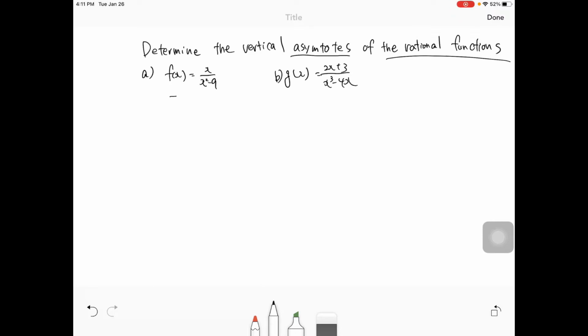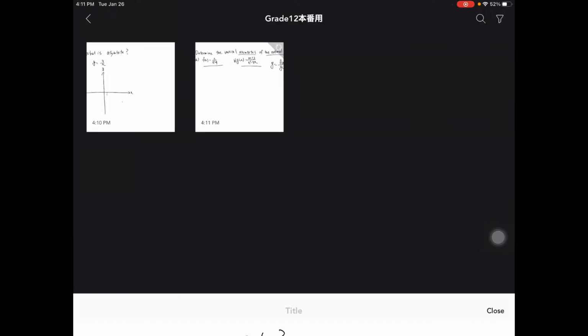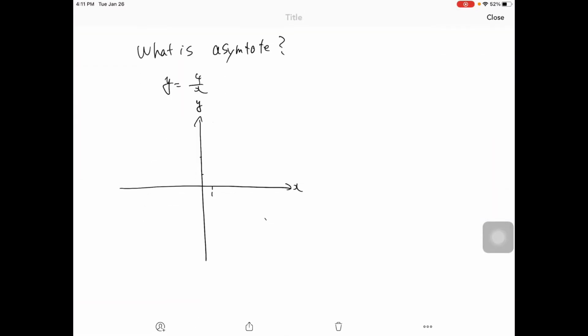A rational function is a function like these, which is the function y equals f of x over g of x. I mean polynomial divided by polynomial. These are rational functions. Okay? Then what is an asymptote? Let me explain. To explain it easily, I'll sketch the graph of y equals 4 over x.